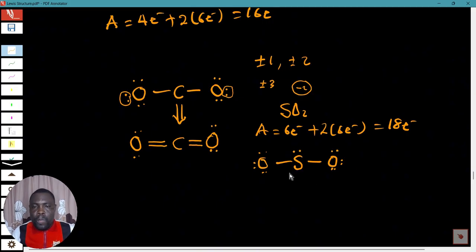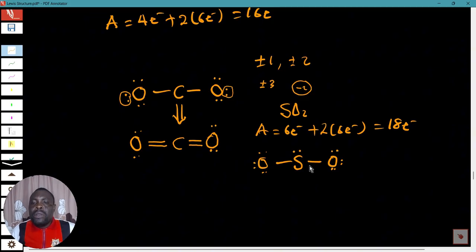Now look at the sulfur. You discover that the sulfur has 2 bond pairs and 1 lone pair. The 2 bond pairs are 4 electrons, and the 1 lone pair is 2 electrons, making 6 electrons. Now sulfur is supposed to have 8 electrons.